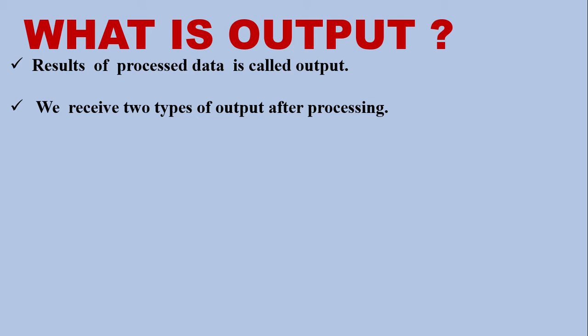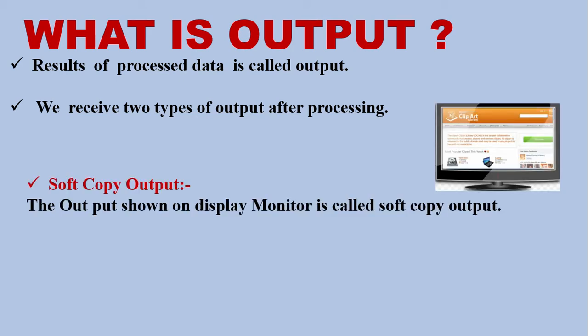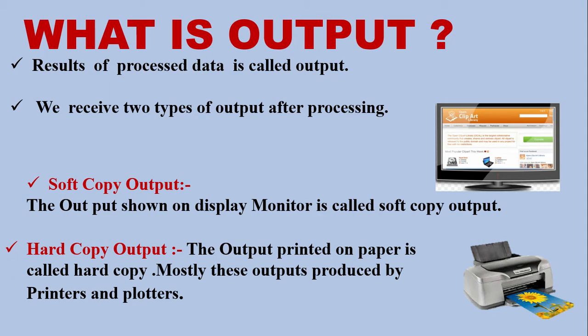The output shown on display monitor is called soft copy output, and the output printed on paper is called hard copy output. Mostly these outputs are produced by printers and plotters.